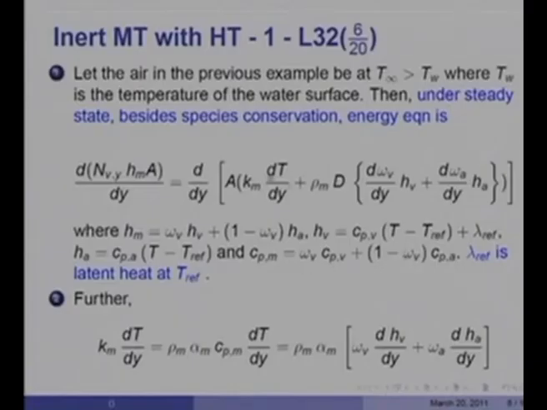Now, let us look at this term K_m dT/dy. Now, K_m can be written as ρ_m α_m C_pm dT/dy, and that is equal to ρ_m α_m, and if I absorb C_pm dT/dy and put C_pm equal to all this, you will see that you get ω_v dH_v/dy plus ω_A dH_a/dy. This result is an important one, which we are now going to substitute here.